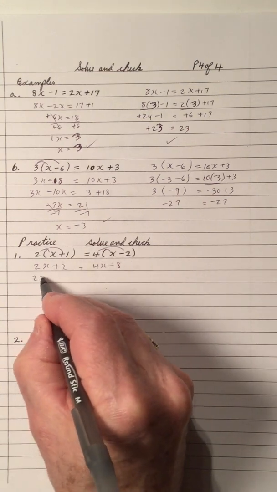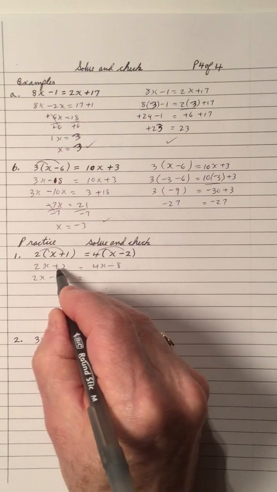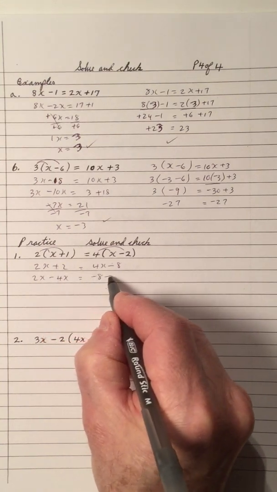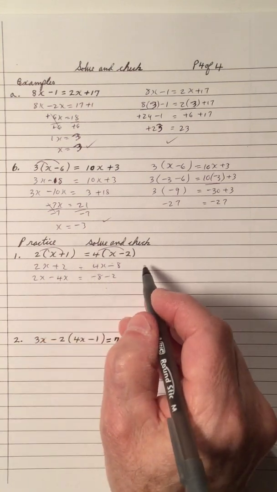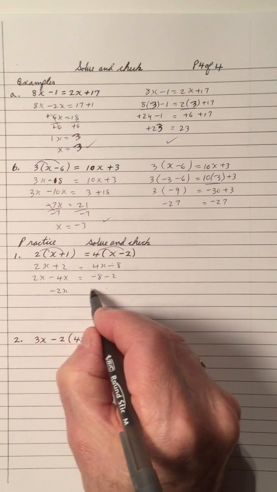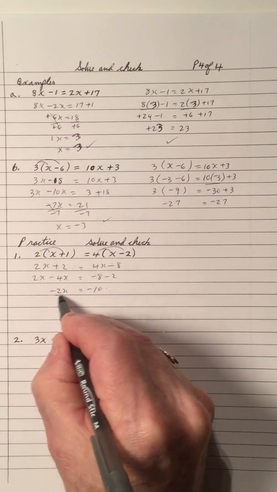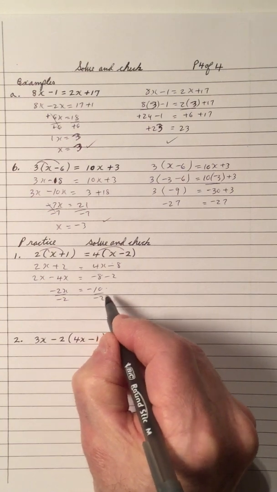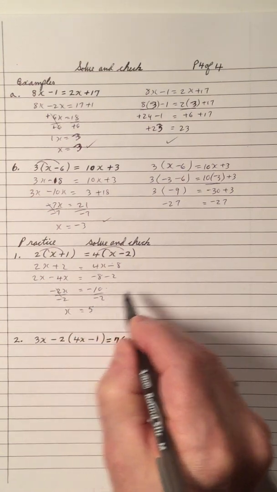The x is on the left side. A plus becomes a minus. So the x's go to the left, the numbers go to the right. That's 2x minus 4x is negative 2x equals negative 8 minus 2, negative 10. Divide by negative 2. That cancels. I get 1x equals 5.